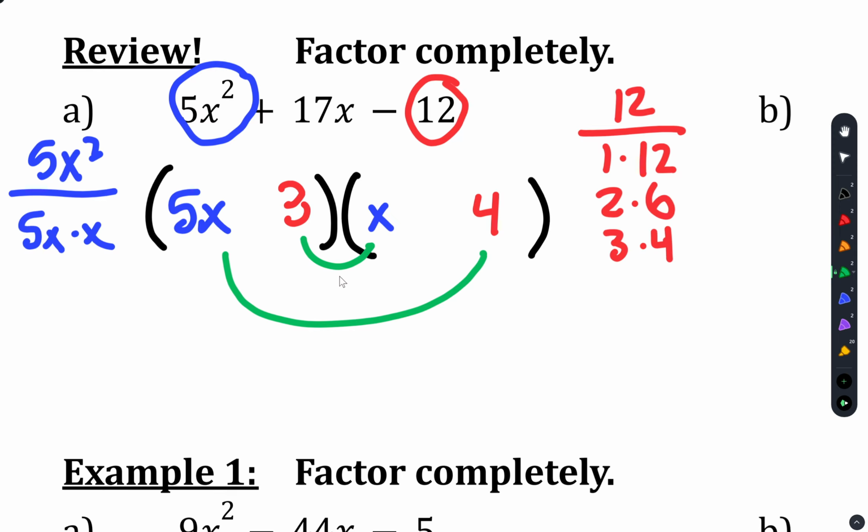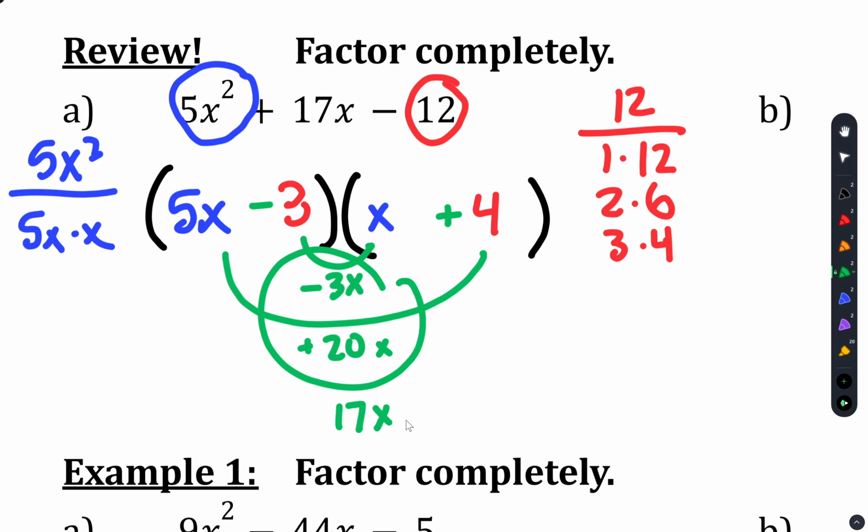So I do my multiplication, 3x and 20x, and we now need to make sure that not only do they add up to 17 somehow, but they're also going to multiply to a negative number. So if I do plus 20 and minus 3, I think I'm able to get my negative number. Let's double check our signs here. That's a negative 12. This is a positive 5x squared. And then I'm good to go here.